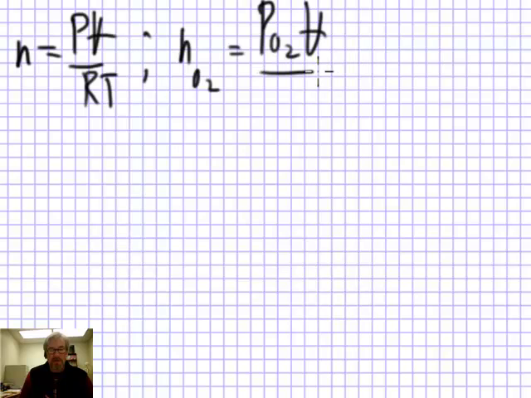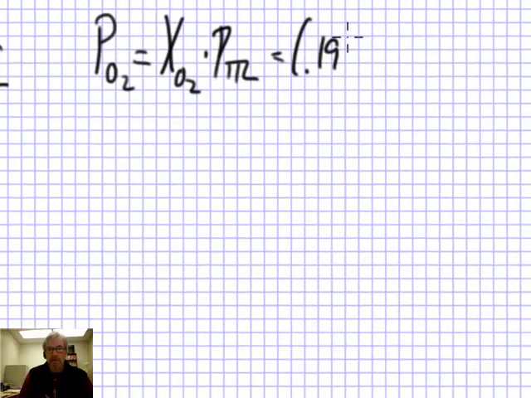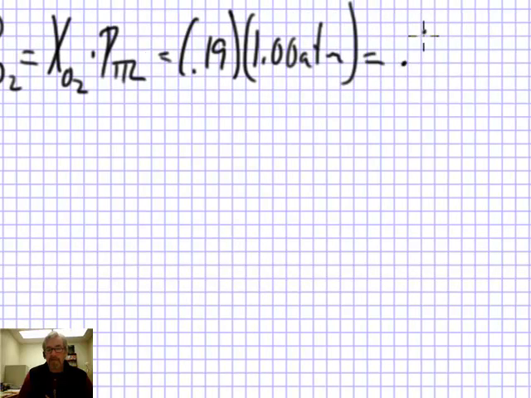So this is a partial pressure that we're looking at. Well, according to Dalton's law, the partial pressure of oxygen is going to be equal to the mole fraction of oxygen times the total pressure. The mole fraction of oxygen, they told us, was 0.19. The total pressure, they told us, is 1 atmosphere. So that means the pressure of oxygen in this container is 0.19 atmospheres.